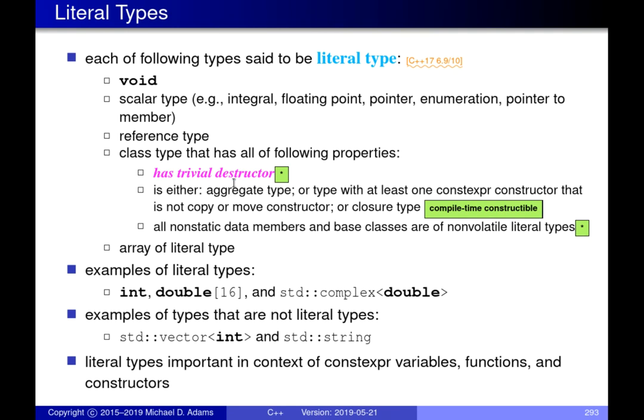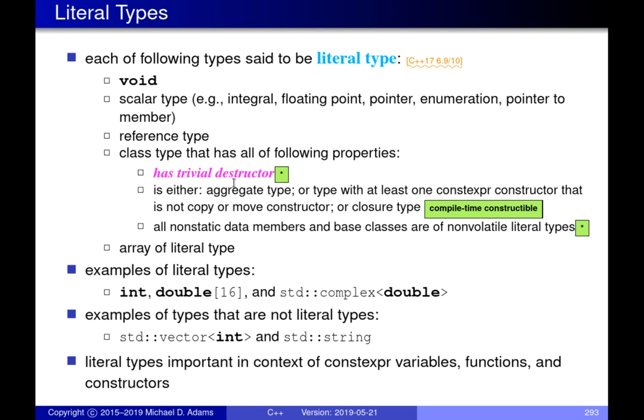It has a trivial destructor. Effectively, what trivial destructor means is the destructor doesn't do anything. You literally do not need to generate any code to destroy the object. In fact, this is what happens. The compiler does not generate any code if there's a trivial destructor.